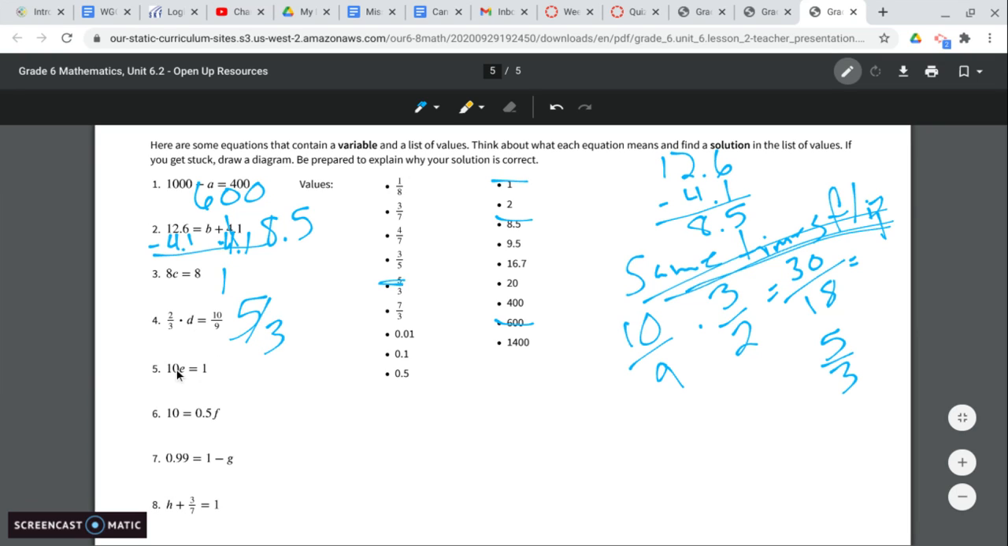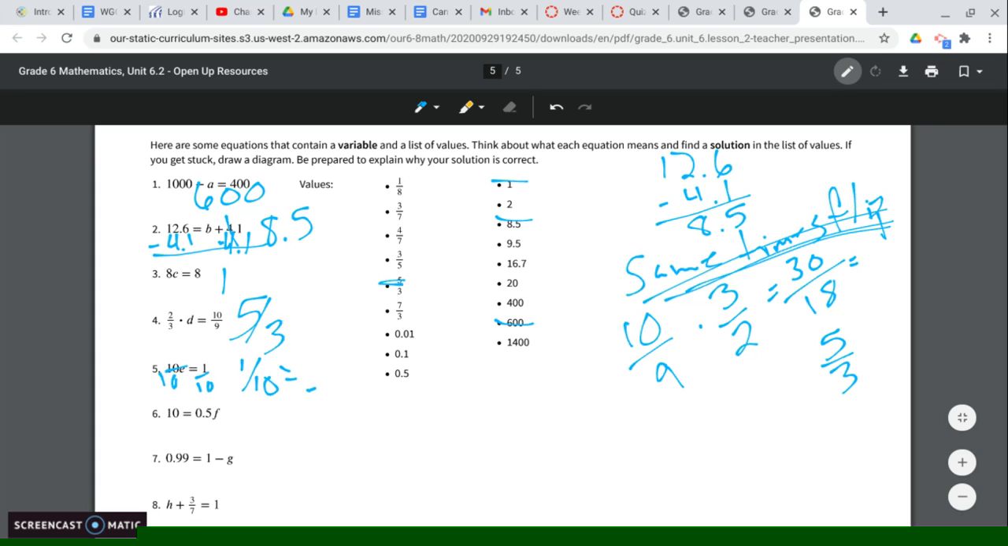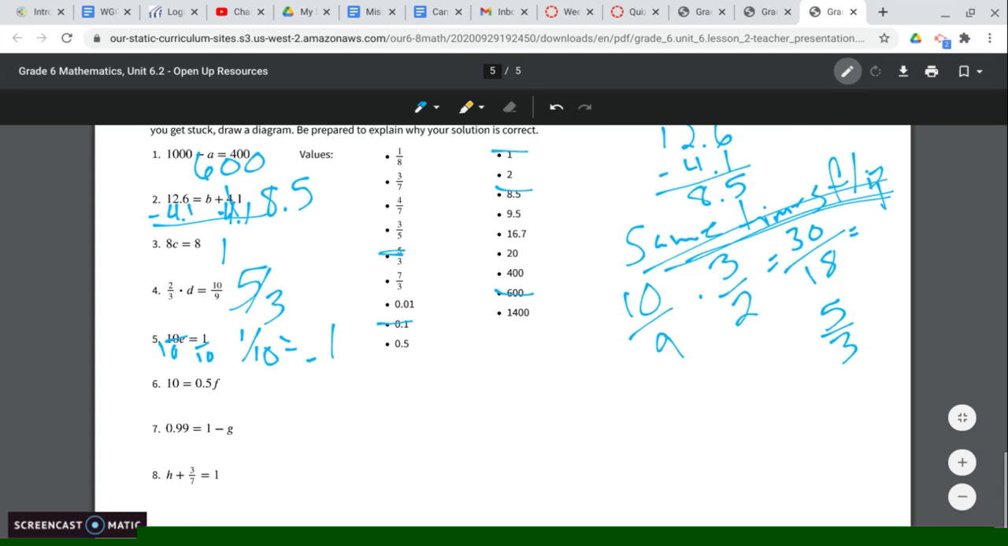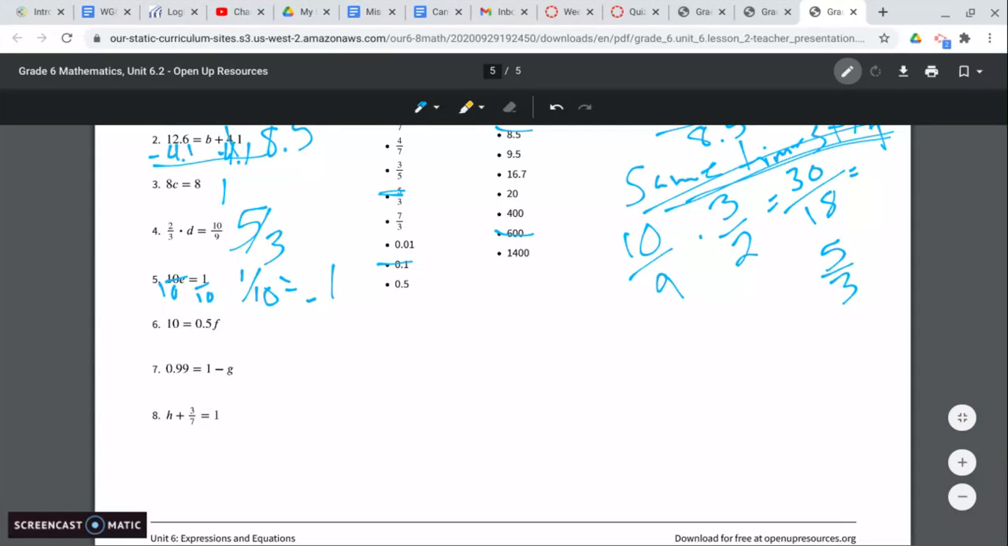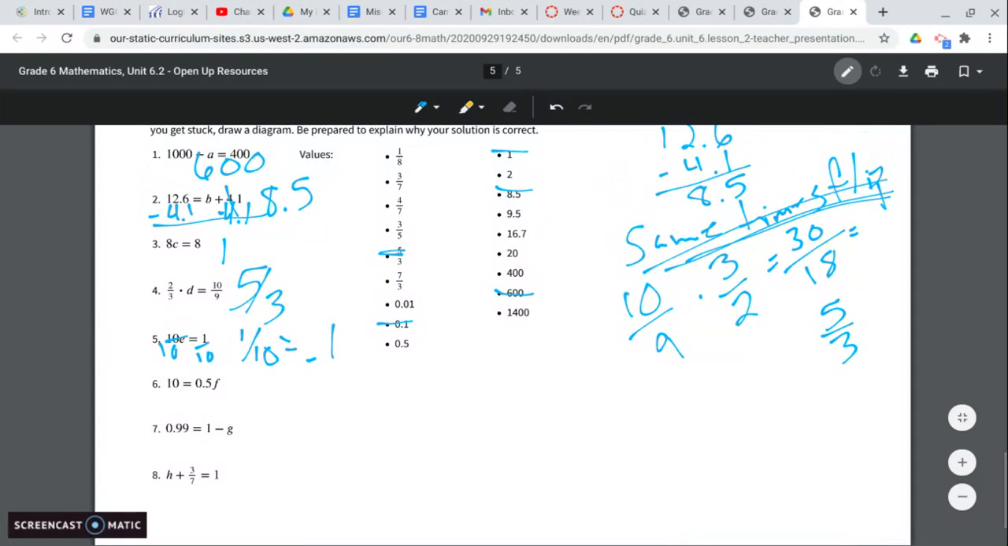All right, our next one, 10 times E equals 1. Well, 10 times what is going to get us down to 1? So we're multiplying by something less than 1 because we're going smaller. So if we divide both sides by 10, we'd end up with 1/10, which is the same thing as 0.1. Our next one, 10 equals 0.5F. So if we multiply something by 0.5, we're going to get 10. So if we doubled 10, we get 20.